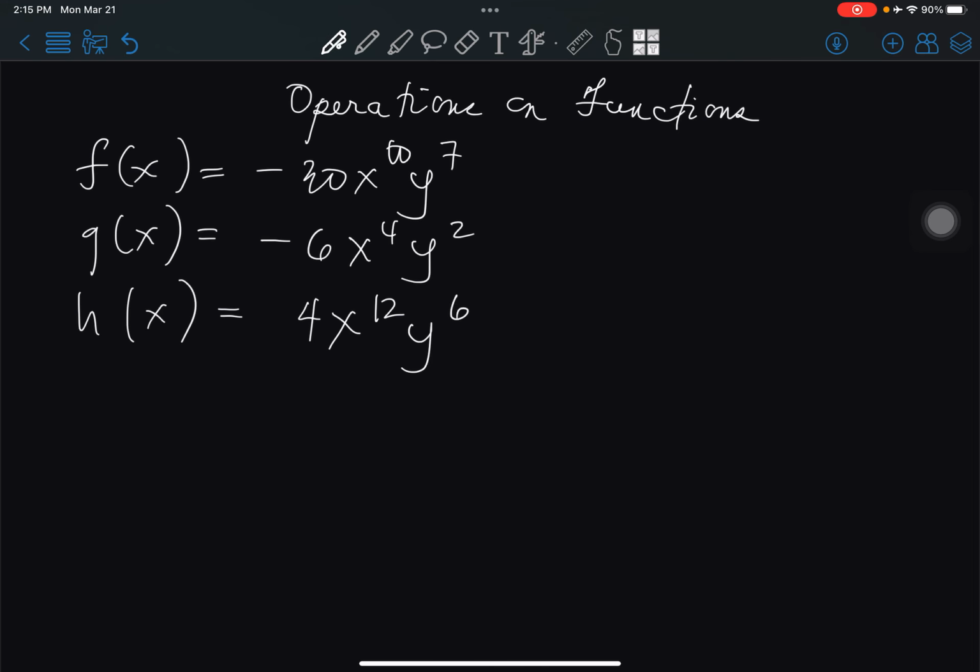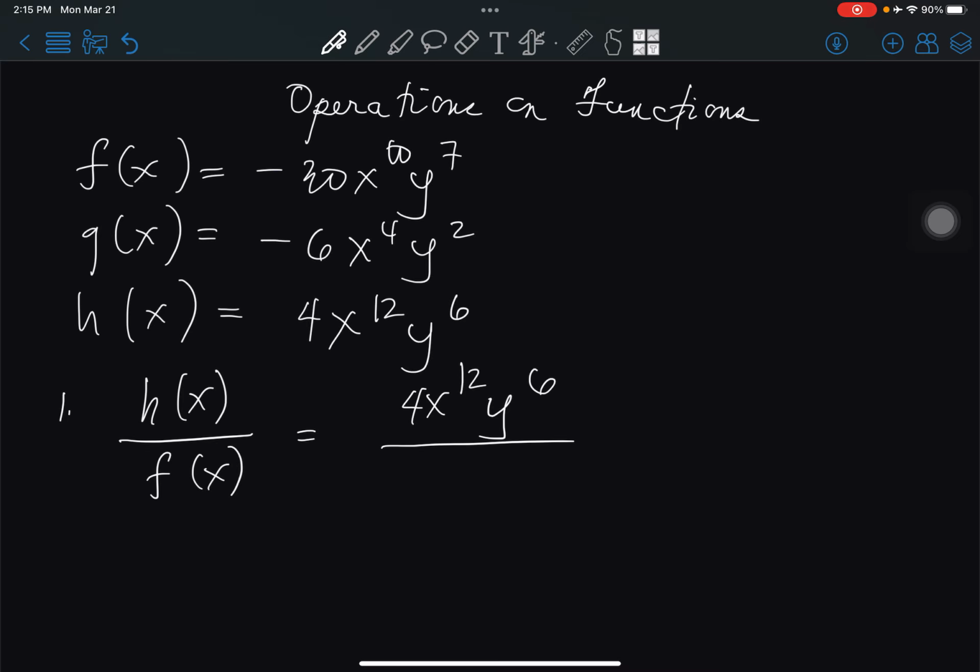Then h of x equals 4x raised to the power of 12, y raised to the power of 6. Okay, so let us try to, let's say, divide h of x by f of x, for example. So here, just like using the other operations on functions, we are just going to substitute the values of our h of x. Our h of x here, we have 4x raised to the power of 12, then y raised to the power of 6. Okay? Then our f of x, we have minus 30 x raised to the power of 10, then we have y raised to the power of 7.